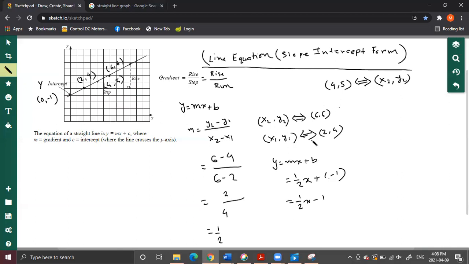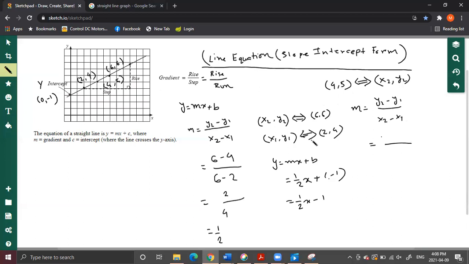Okay, so one point is (2, 4). Another point is (4, 5). So (2, 4) is x1, y1 as previous, and the new point (4, 5) is our x2, y2. So let's try to find the slope of this. m is equal to y2 minus y1 over x2 minus x1.